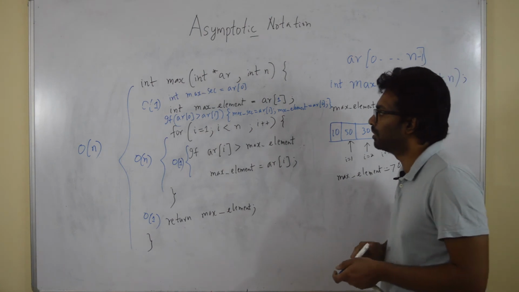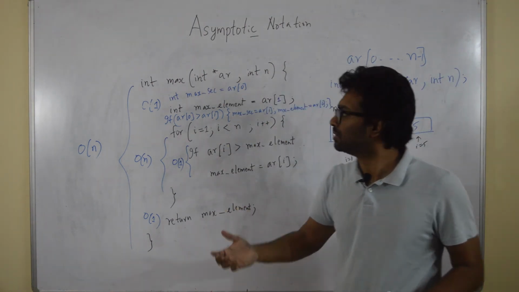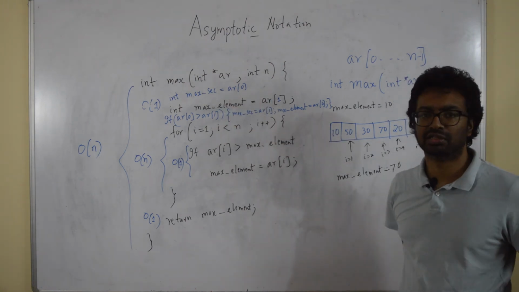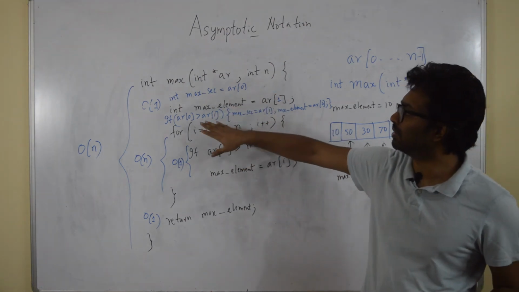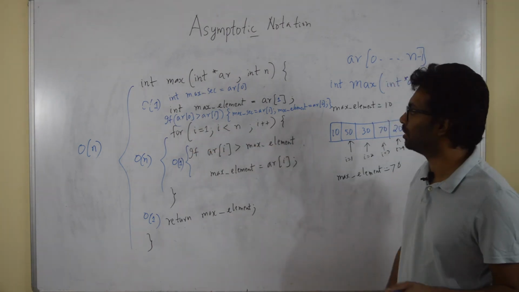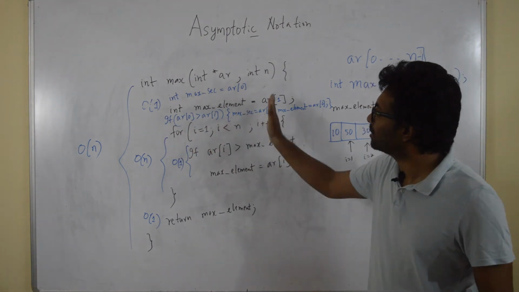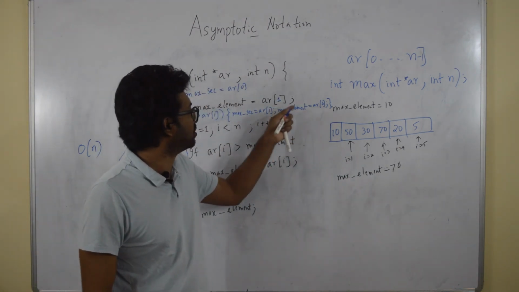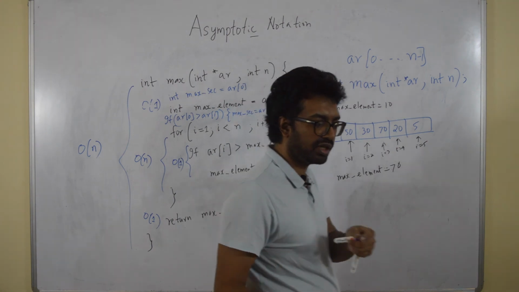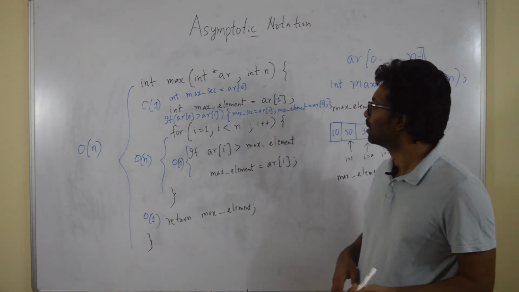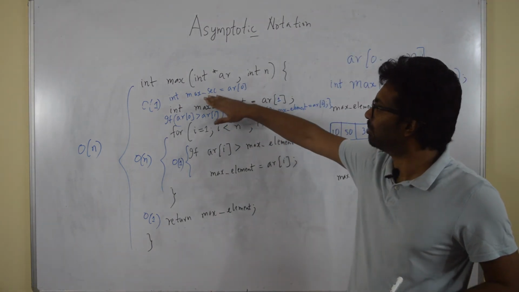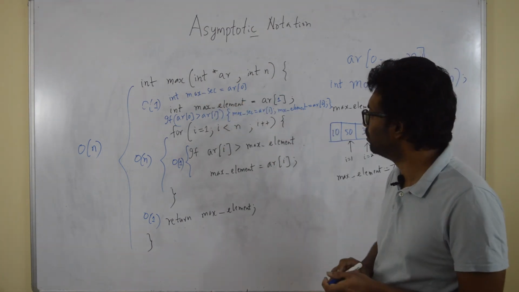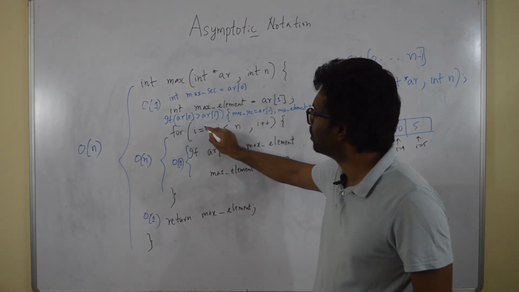Okay, this is a slight modification I did. I have two numbers now, max second and max element. Max element contains AR of 1 and max second contains AR of 0. I first assign that, and then I check whether AR of 0 is greater than AR of 1. If AR of 0 is greater than AR of 1, max element will be AR of 0 and max second will be AR of 1. So I have two variables now and I keep track of both of them correctly. The second most will be in max second and the first will be in max element. And now I have to go through only from 2.